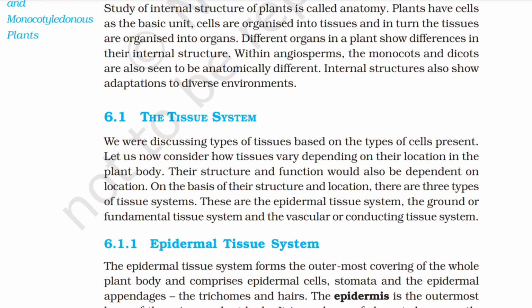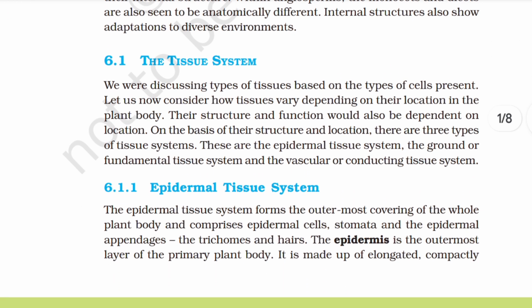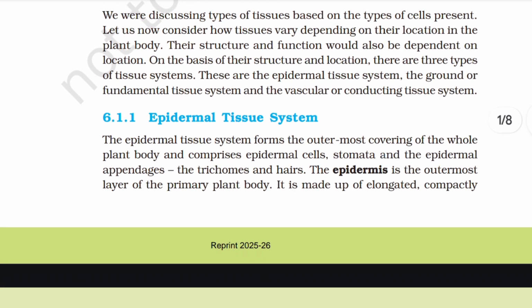6.1 The tissue system. We were discussing types of tissues based on the types of cells present. Let us now consider how tissues vary depending on their location in the plant body. Their structure and function would also be dependent on location. On the basis of their structure and location, there are three types of tissue systems. These are the epidermal tissue system, the ground or fundamental tissue system, and the vascular or conducting tissue system.